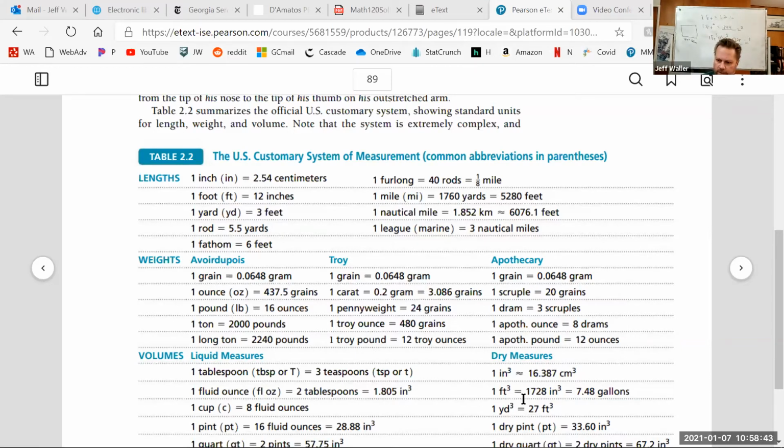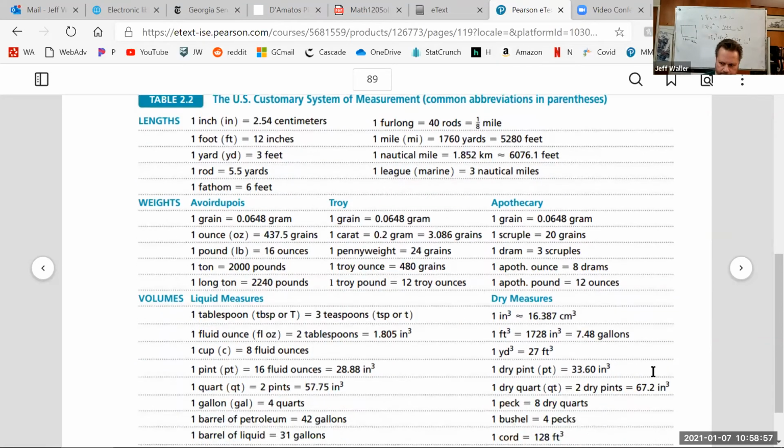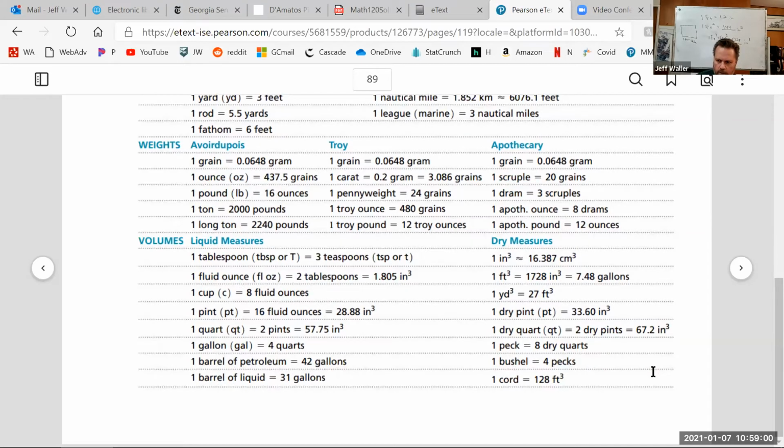Do you see right here where it says 1 cubic foot, 1728 cubic inches? So we just kind of proved that, right? And the 7.48 gallons just means if you had a container that was a cubic foot, it would hold 7.48 gallons of dirt or something. Or gallons of cinnamon. That's a lot of cinnamon.